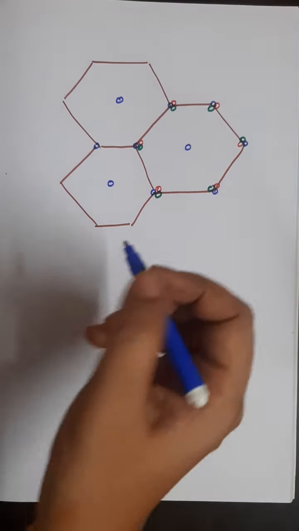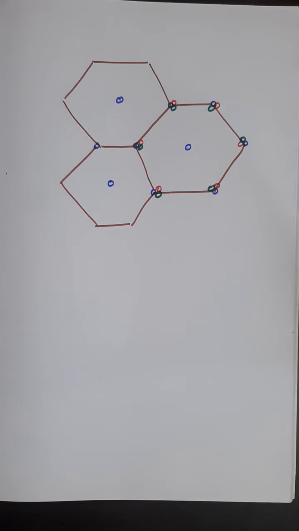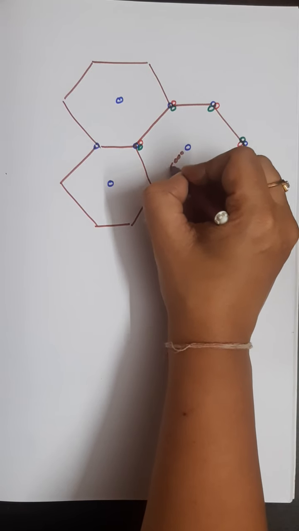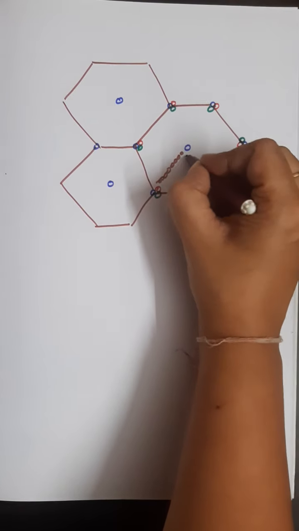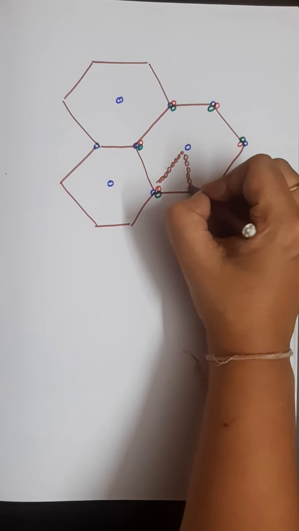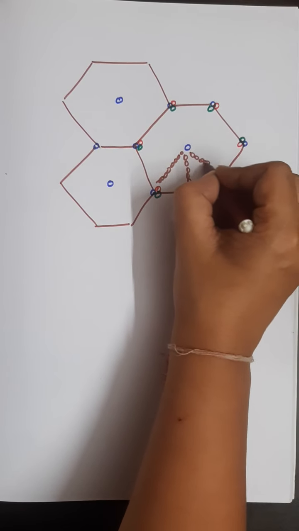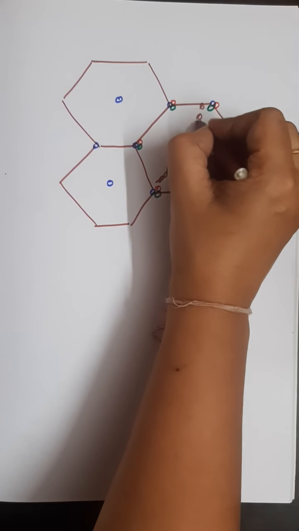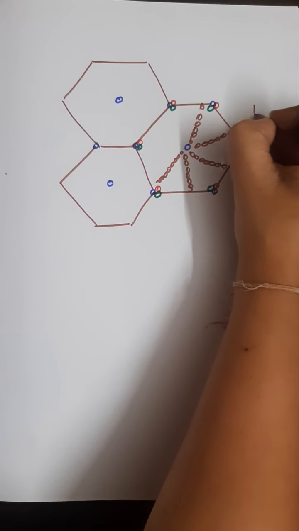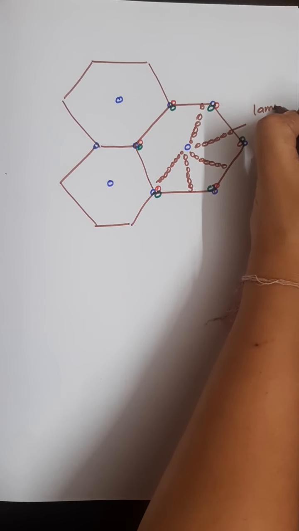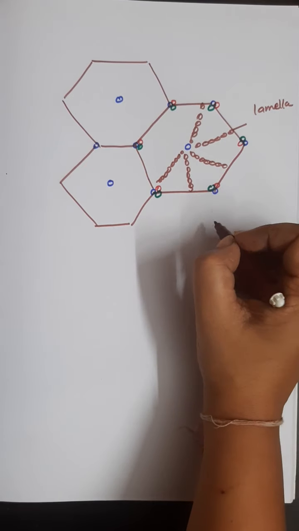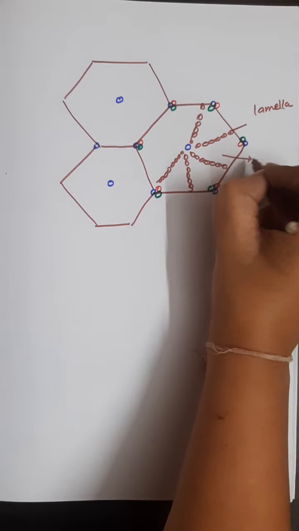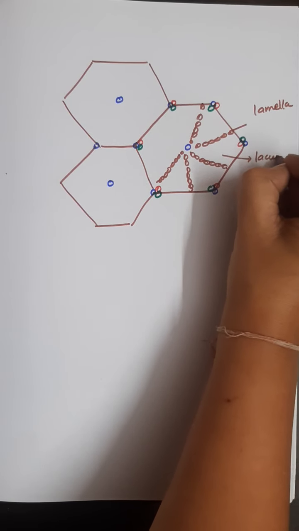Now from the center of the hepatic lobule, from the central canal, plates of hepatocytes radiate towards the periphery, and these are called hepatic lamella. One is lamella, many is lamellae. The space between the two lamellae is called lacuna.